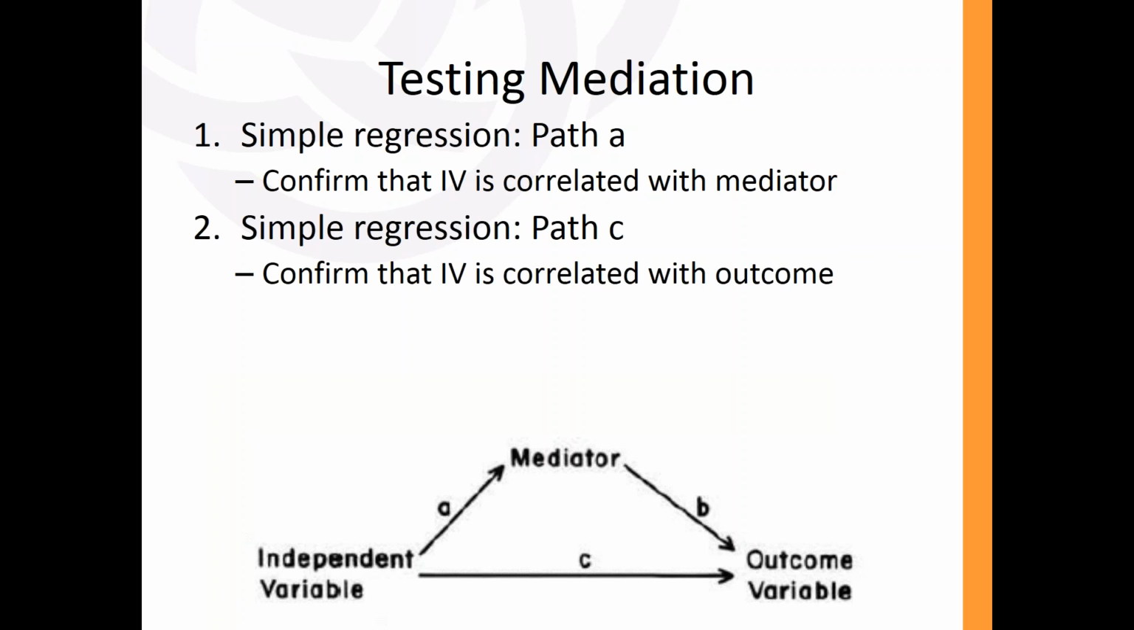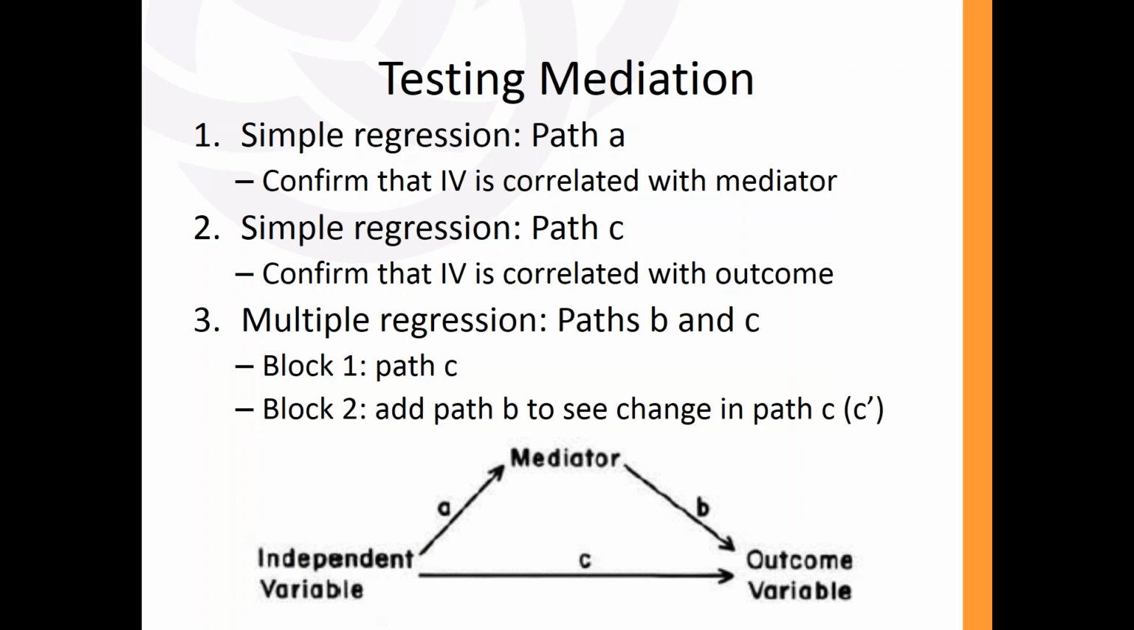But anyway, the second step is that you have to confirm that the independent variable is in fact correlated with the outcome. That's path C. And lastly, you have to run what's called a multiple regression, where you have multiple predictors. This is where you have paths B and C. What that means is you would have the mediator and the independent variable predicting the outcome. So two predictors as opposed to just one at a time. In steps 1 and 2, you only have one predictor at a time, but in step 3, you have two predictors in the same model.